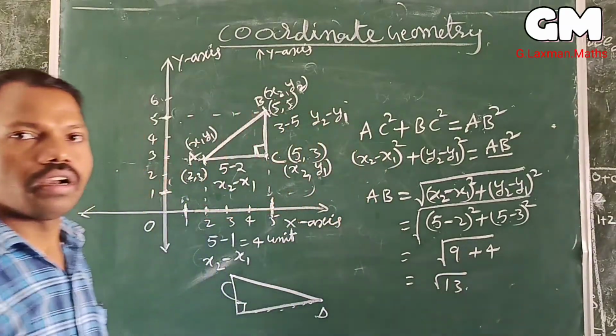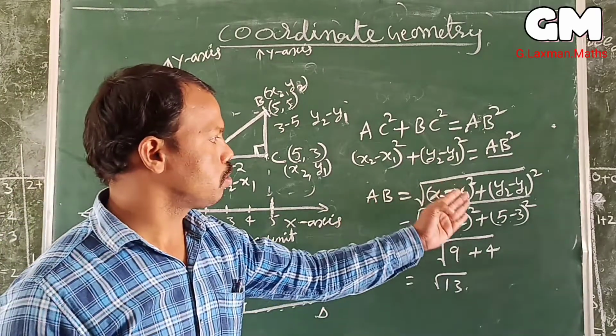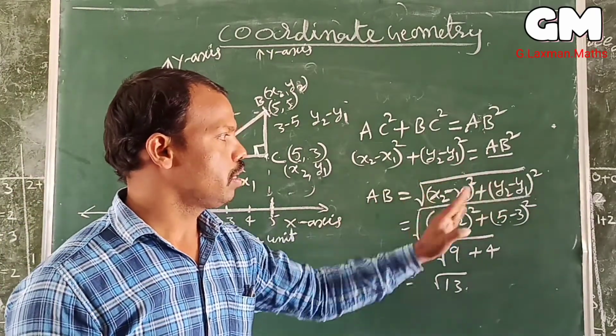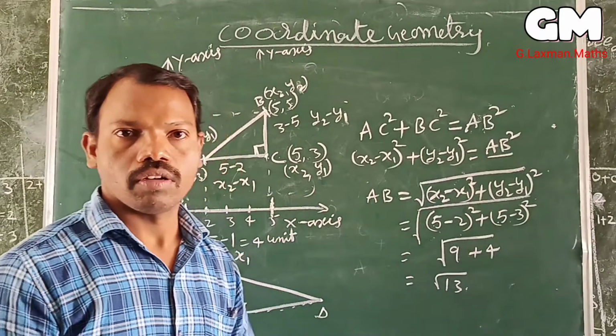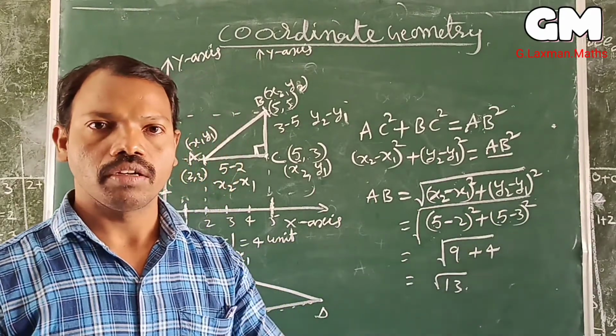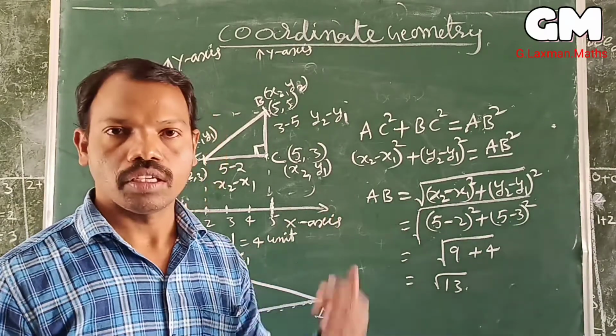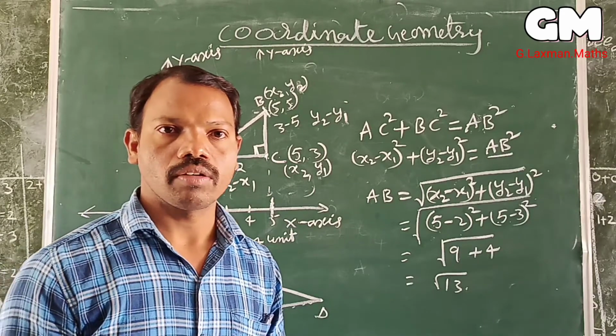Like this we can find the distance between any 2 points by using this formula: the square root of x2 minus x1 whole square plus y2 minus y1 whole square. So keep practicing, take more examples and more points and substitute them in this formula, and you will get more understanding. Okay, thank you.